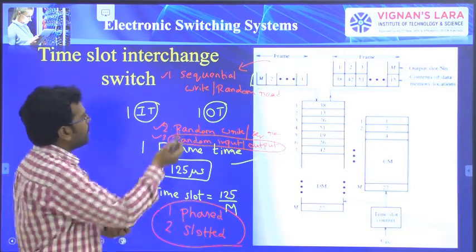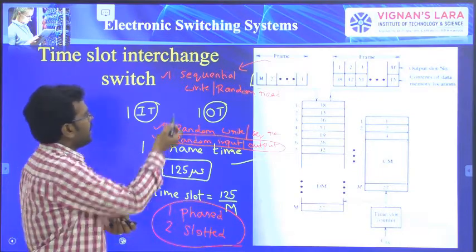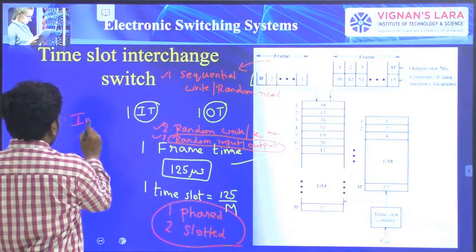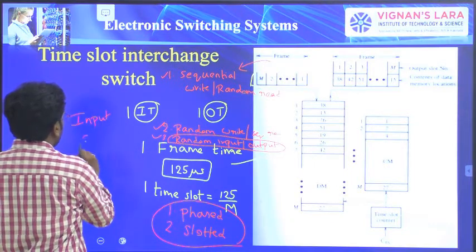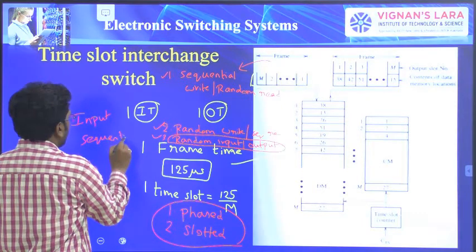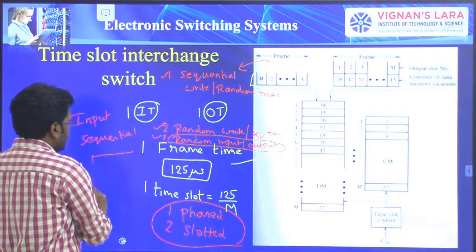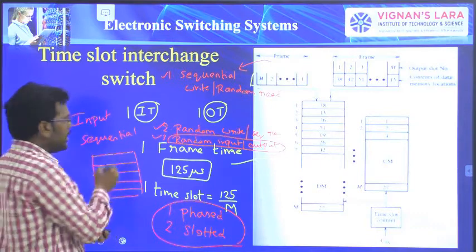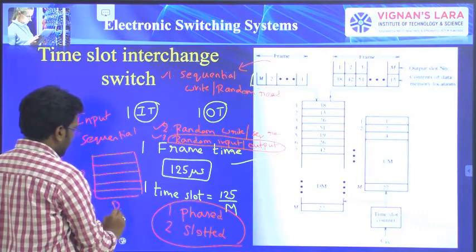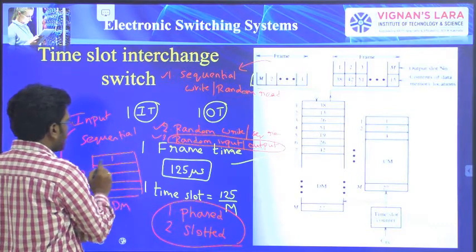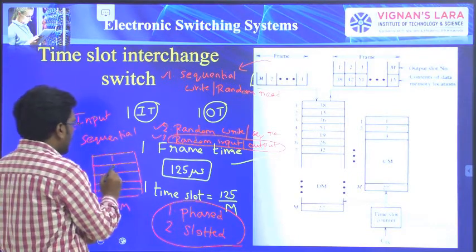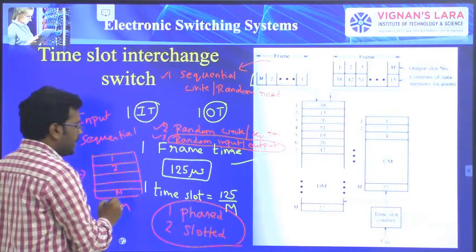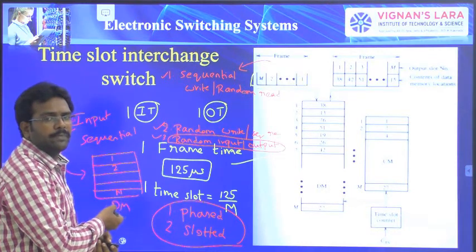What is the meaning of sequential write and random read operation? In sequential write, the inlets, or inputs, are scanned sequentially, and the corresponding data is written to the data memory sequentially. There is a one-to-one correspondence between inlets and the data memory. This is the data memory. First inlet data is stored in the first location of the data memory. Second inlet data is stored in the second location, and so on. Nth inlet data is stored in the nth location of the data memory.